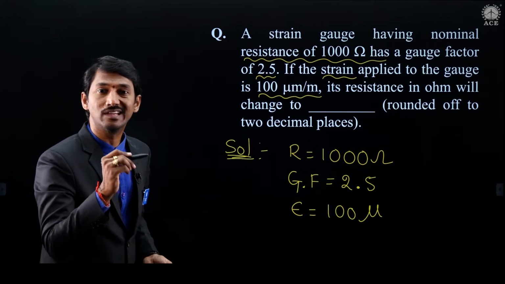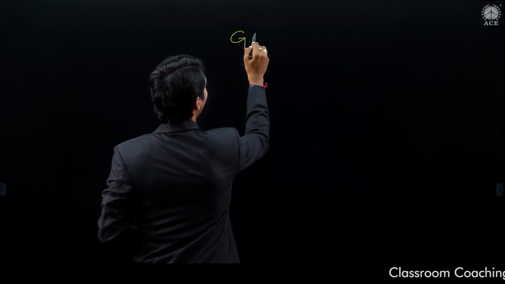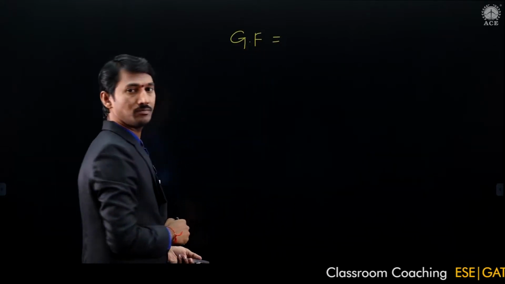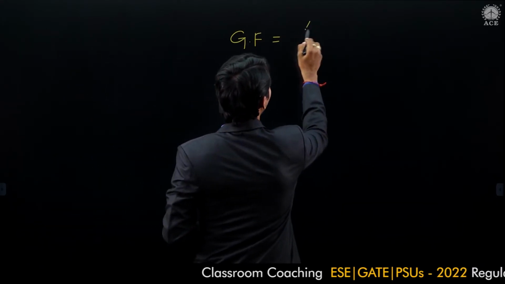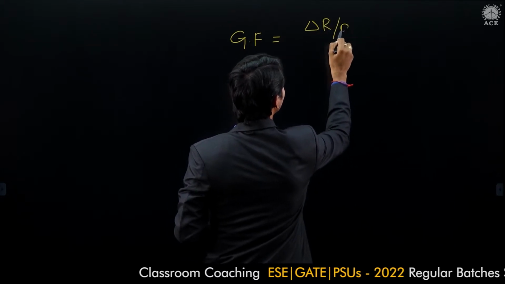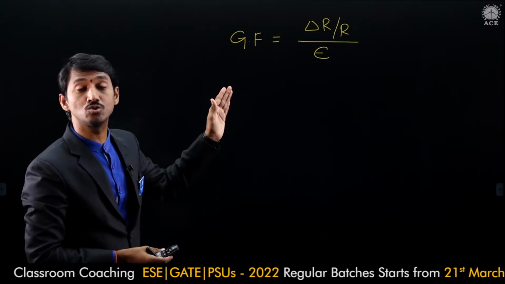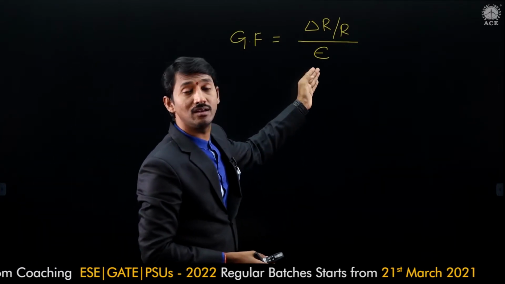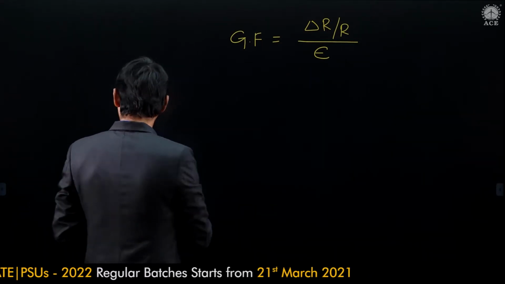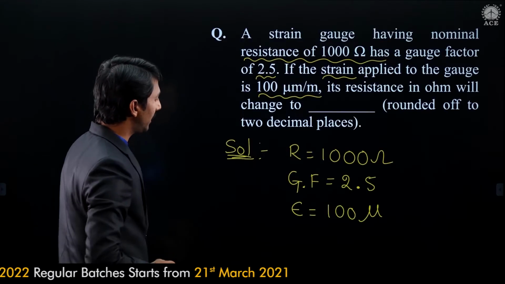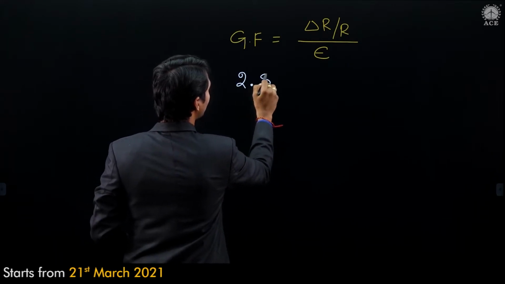Sir, what is the gauge factor formula? Gauge factor is equal to change in resistance by original resistance, divided by the corresponding strain, that is change in length by original length, nothing but simply strain. In this, what is the gauge factor? Gauge factor is 2.5.